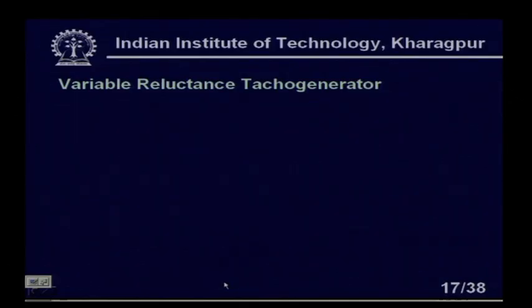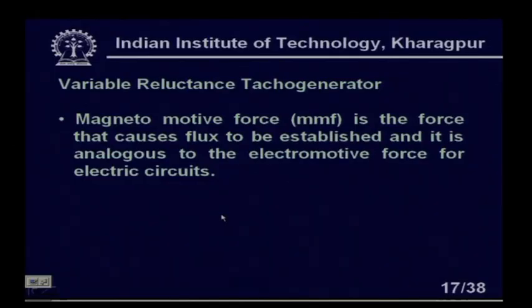Now, our next transducer, which we will discuss, is the turbine flow meter, which is a direct electrical reading flow meter. But to know the turbine flow meter, we must first look at the variable reluctance tacho generator and some basic terminology of reluctance and magnetic force, and its units in SI, then we will go for turbine flow meters. First, we will look at the variable reluctance tacho generator, because exactly that principle is used to make a flow meter. So, let us look at magnetomotive force. Magnetomotive force is a force that causes flux to be established, and it is analogous to the electromotive force for electric circuits, right.